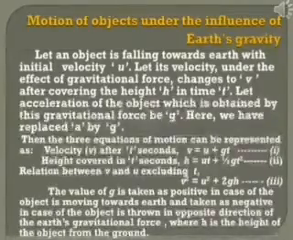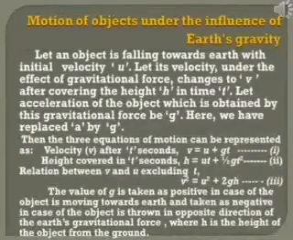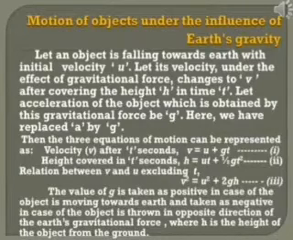The value of g is taken as positive in case of an object moving towards the Earth, and taken as negative in case of an object thrown in the opposite direction of the Earth's gravitational force. Here h is the height of the object from the ground.